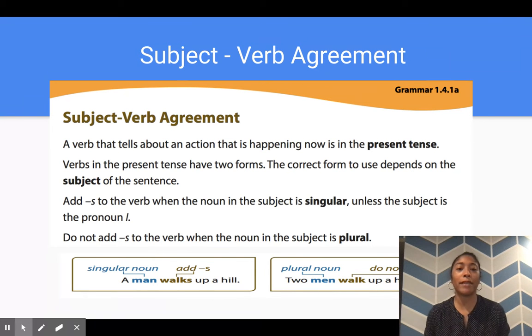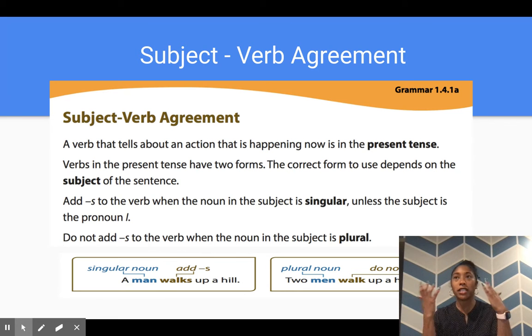Well, a verb that tells about an action that is happening now is in the present tense. Verbs in the present tense have two forms. The correct form to use depends on the subject of the sentence. So we need to add an S to the verbs when the noun in the subject is singular, unless the subject is the pronoun I. And we do not add an S to the verb when the noun in the subject is plural.